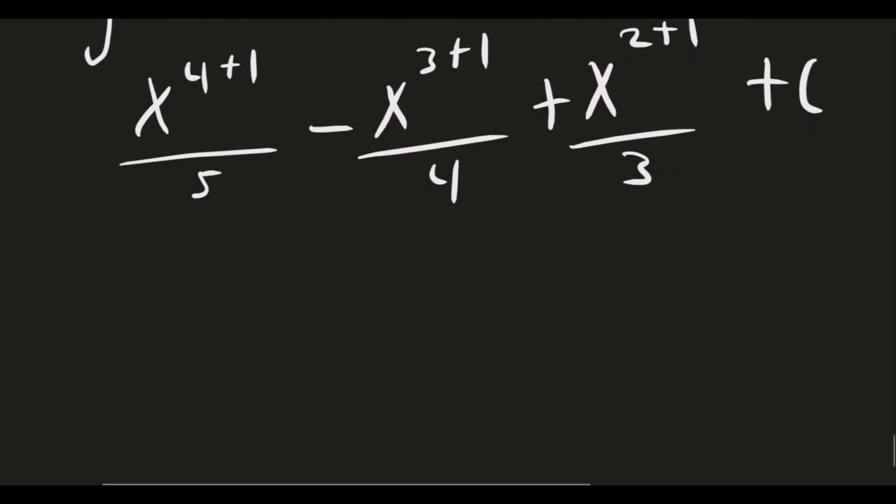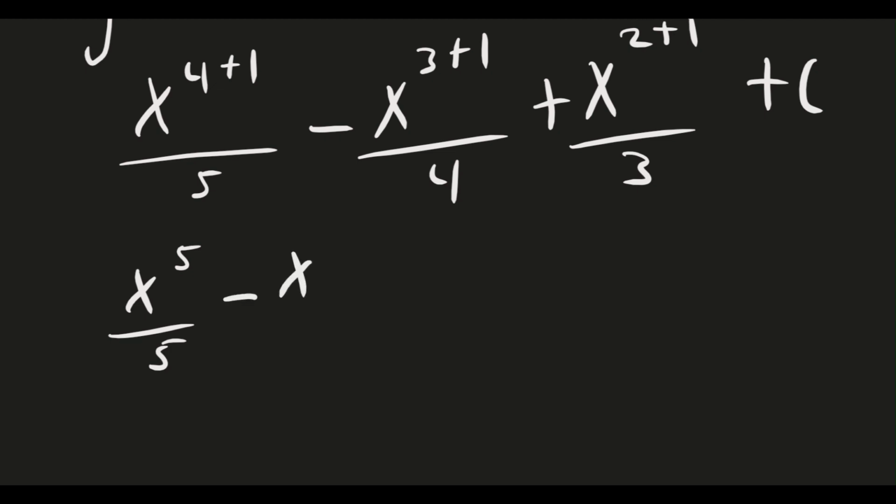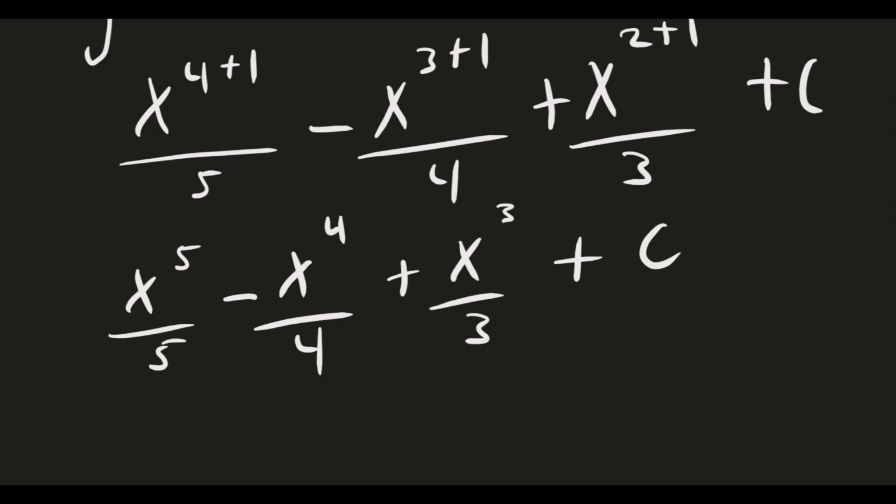So now we can add the powers. The final answer is going to be x raised to the power of 5 over 5 minus x raised to the power of 4 over 4 plus x raised to the power of 3 over 3 plus the constant of integration, c.